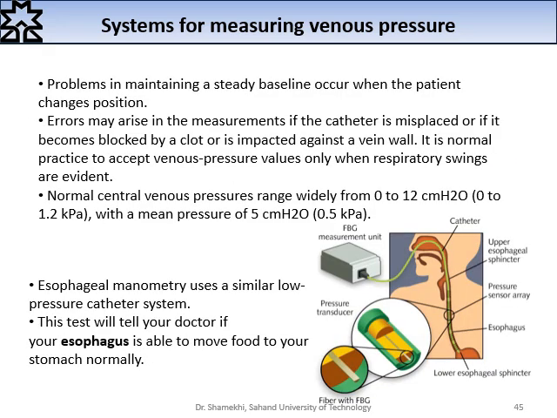We have some problems in maintaining a steady baseline when the patient changes position. Errors may arise in the measurements if the catheter is misplaced, or if it becomes blocked by a clot or is impacted against a vein wall. It is normal practice to accept venous pressure values only when respiratory swings are evident. Normal central venous pressure ranges widely from 0 to 12 centimeter water with a mean pressure of 5 centimeter water.